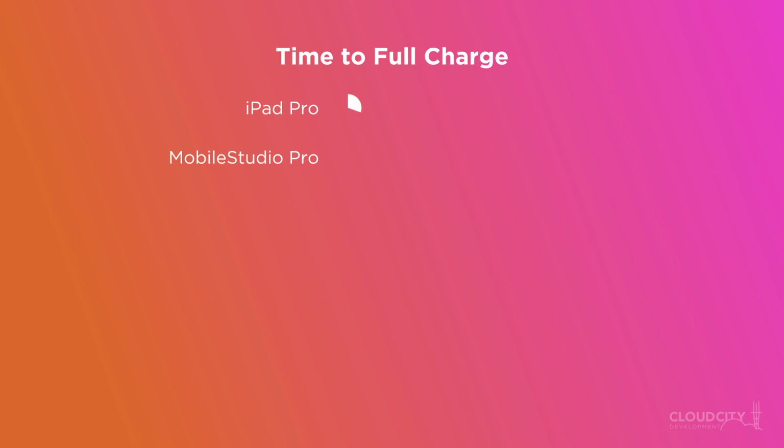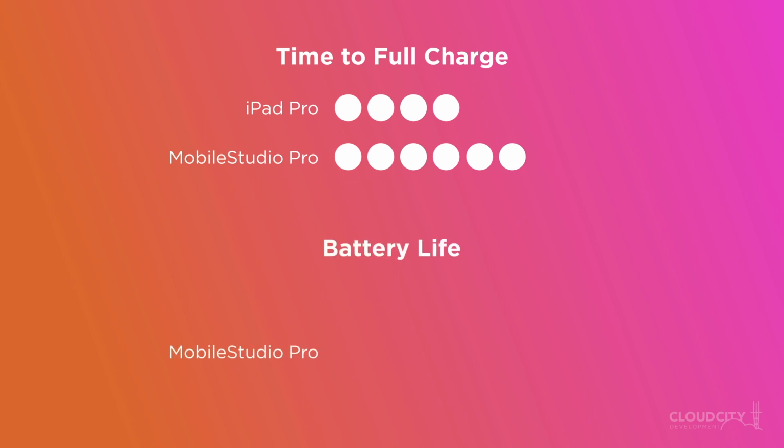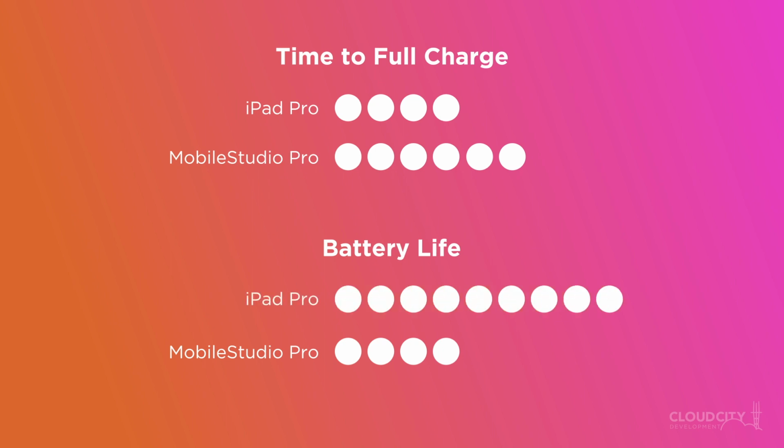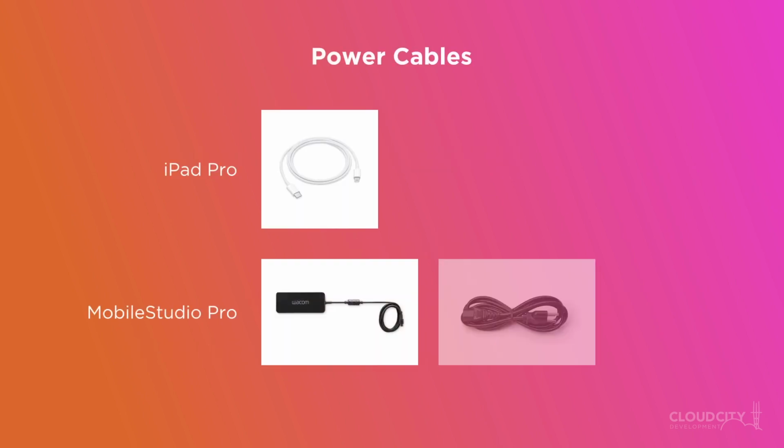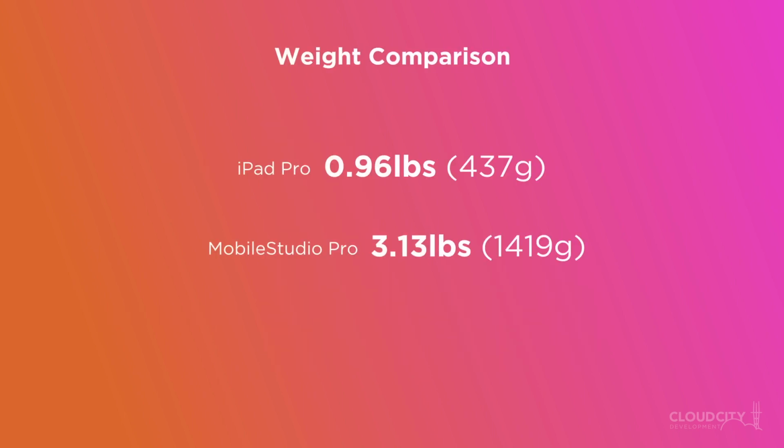Firstly, the battery. The iPad takes about 4 hours to get a full charge. This is compared to the Mobile Studio Pro's 4 to 6 hours. Likewise, Mobile Studio Pro's battery life will live up to about 4 hours, whereas the iPad Pro gets 9 to 10 hours. Users have also reported the Mobile Studio Pro becoming very hot and the fans very loud. Both of these concerns are total non-issues for iPad users. The Mobile Studio Pro has a comparatively bulky power cable to the iPad charging cables, and the whole unit weighs 3.1 pounds while the iPad Pro weighs just under a pound.